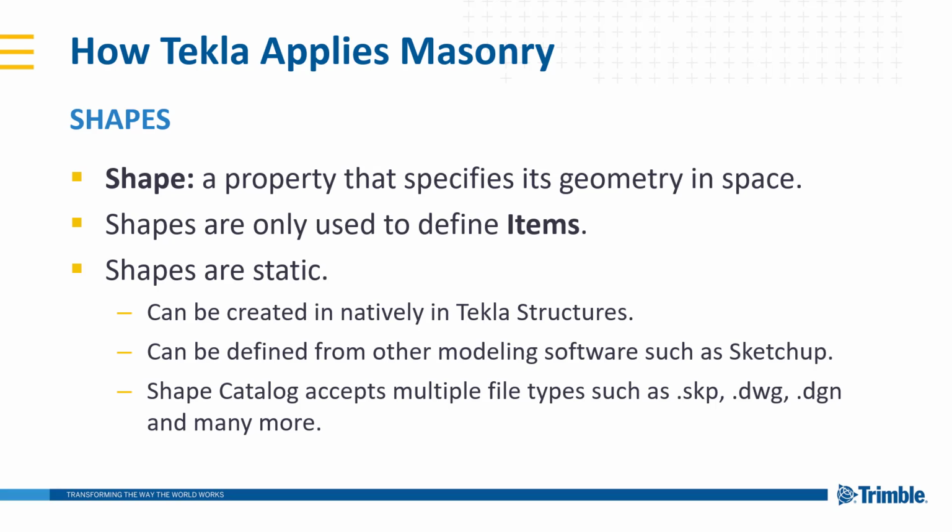So the shape catalog, which is different from the profile catalog, accepts multiple file types such as .skp from SketchUp, DWG, GGN, IGES, and many, many more. So for those of you who have a 3D library of some masonry shapes, you may actually be able to utilize them in Tekla Structures as an item.